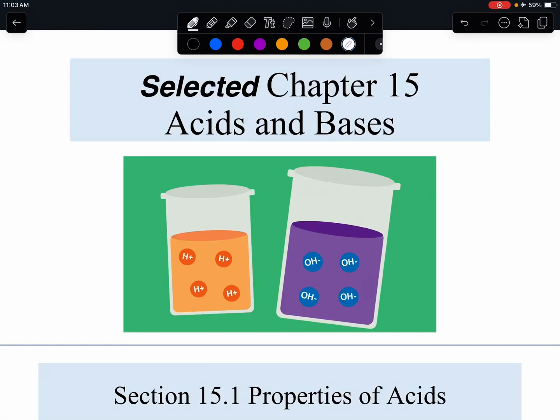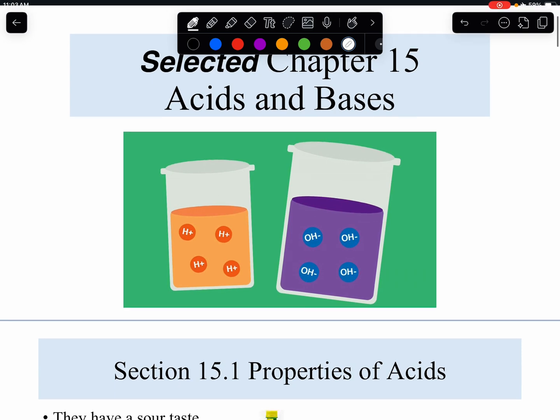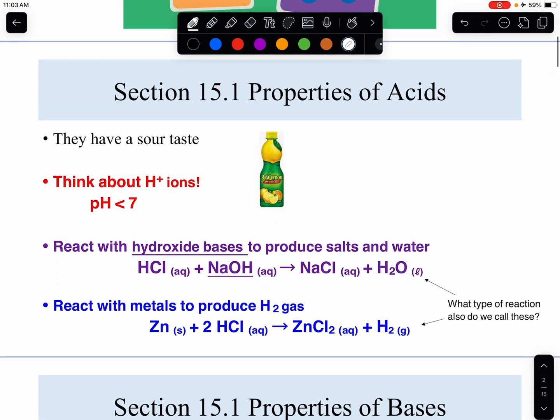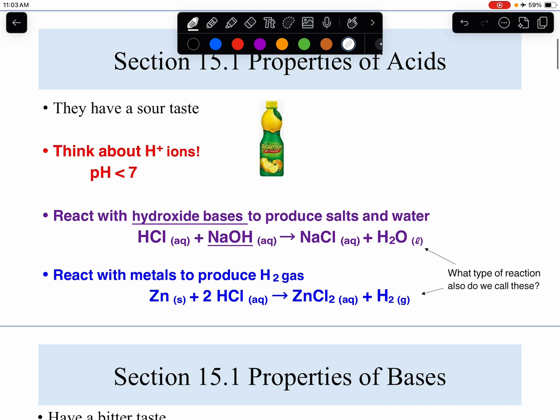All right, today we are looking at a few parts of chapter 15, and we're going to focus on acids and bases in this chapter. So we first want to understand what an acid is and what a base is. An acid typically has a pH that is lower than 7, so you do have to know that. We want to understand that they have more H+ ions, which is just hydrogen ions, and typically they have a sour taste.